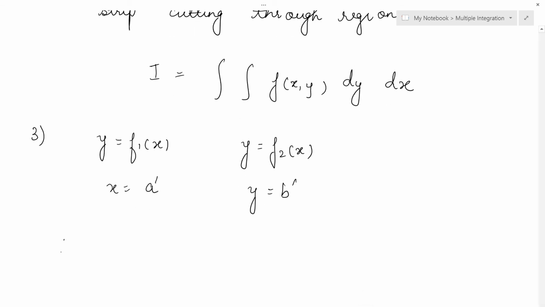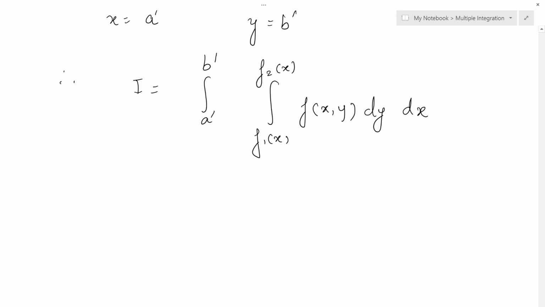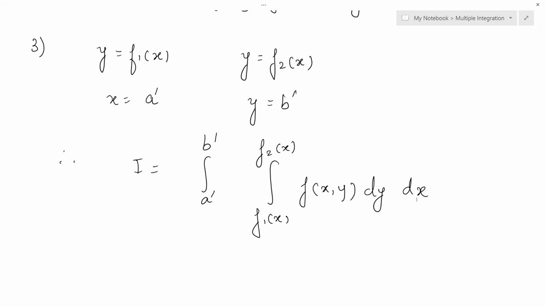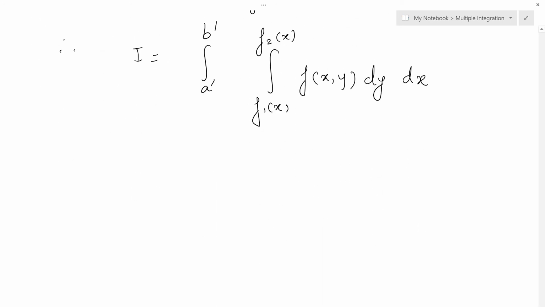So by changing the order, my new integration will become: a' and b' as outer limits, inner limits in terms of x, which are f1(x) and f2(x), and the function f(x,y). First you have to integrate with y because the strip has become parallel to my y-axis. So this is the procedure and the steps to be followed while we change the order.